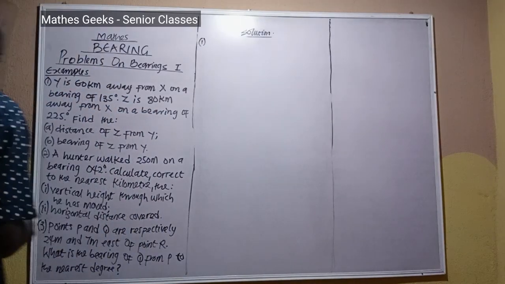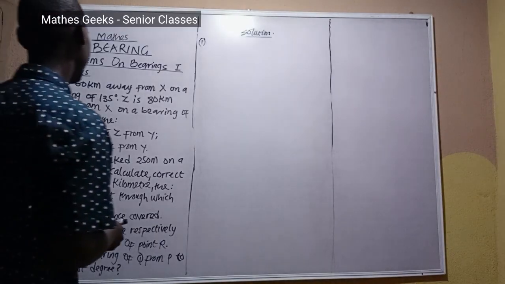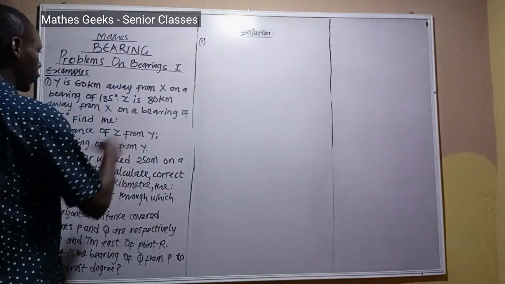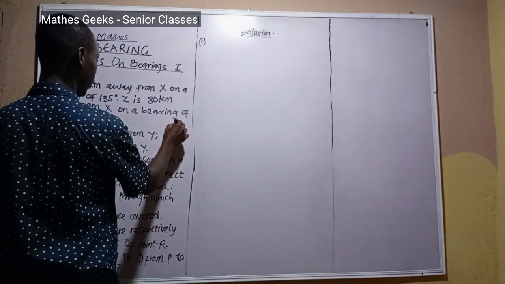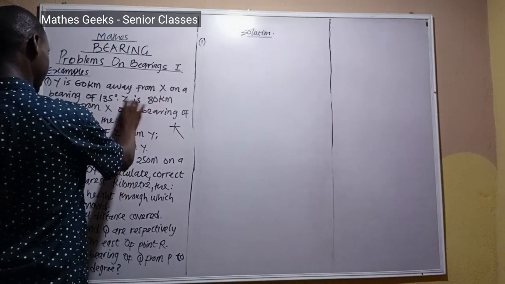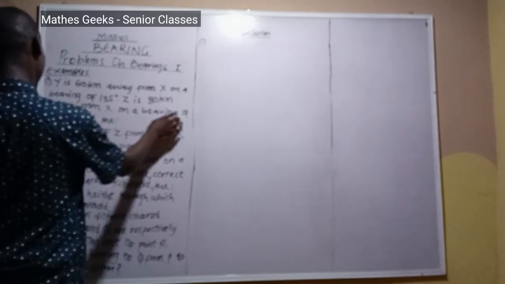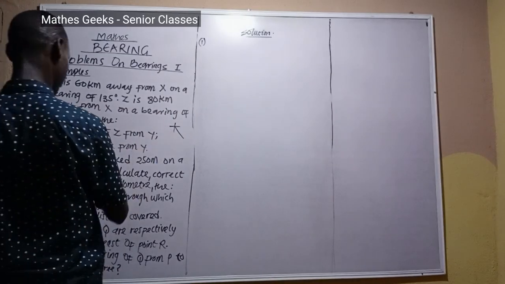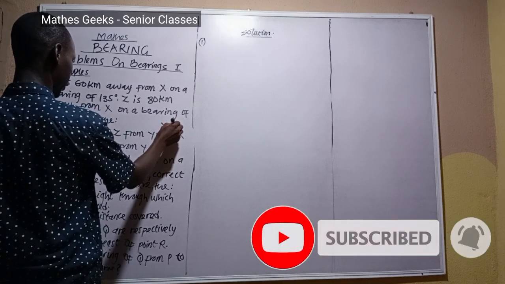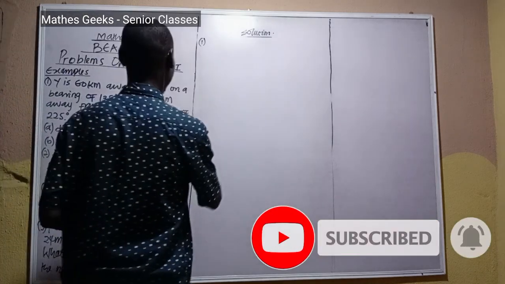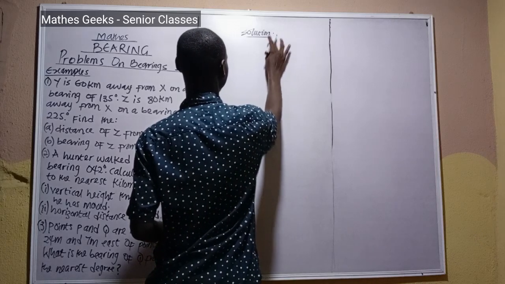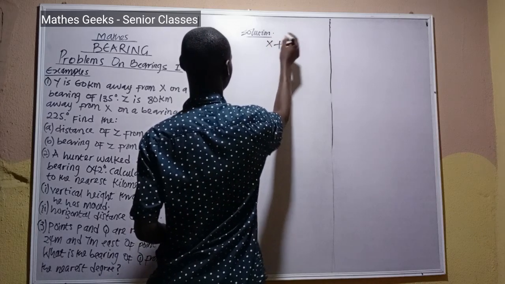Y is 60 kilometers away from X on a bearing of 135 degrees. So also 135 degrees from our coordinate point will be like this, and then on the end Z is 80 kilometers away from X on a bearing of 225 degrees. So this is X. From point X again, 225 would be like this one. So our diagram will look like this: X is going to be somewhere here, and this is our compass.